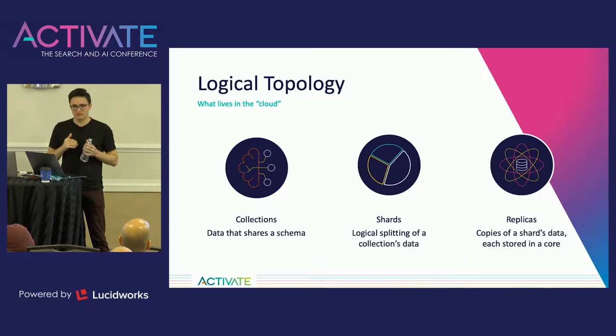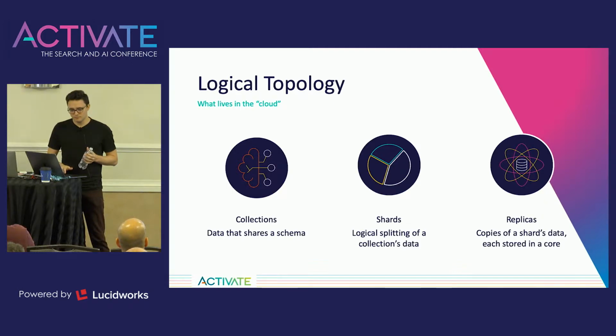Replicas are basically just copies of a shard's data. So two replicas of the same shard will have exactly the same data eventually, and then two replicas of different shards will have completely different data. But in the end, replicas and cores are basically the same thing.